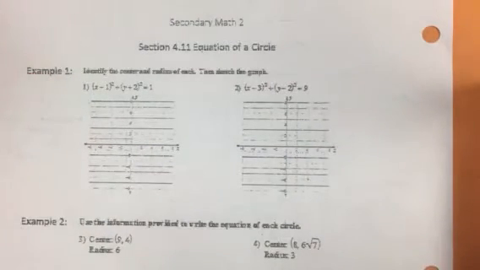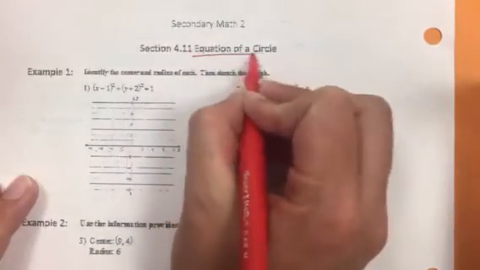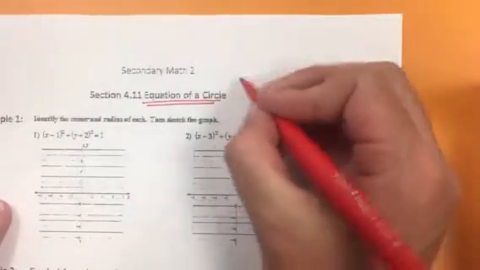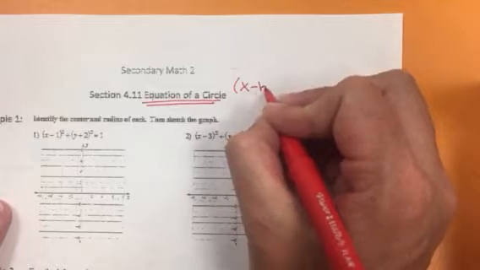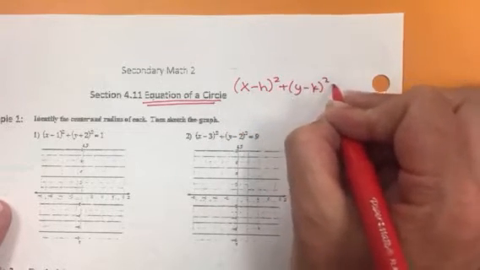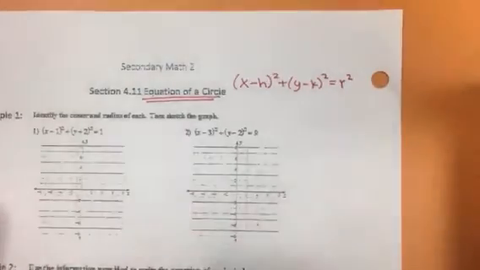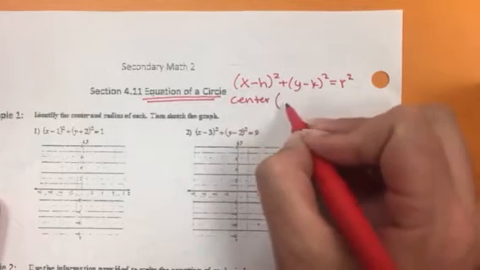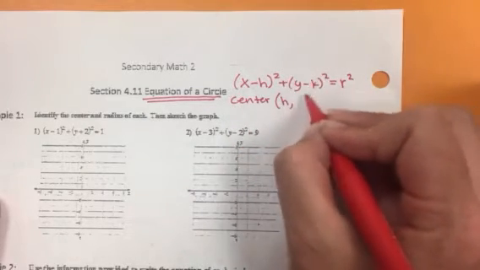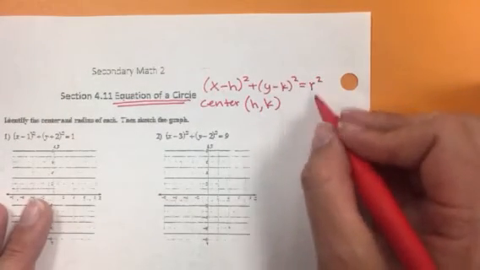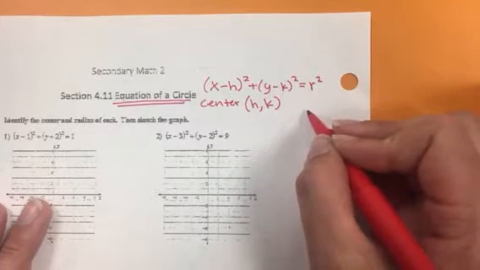We are going to be doing 4.11, which is the equation of a circle. I'm going to write out the equation and then we're going to go through graphing. So the equation of a circle is (x minus h) squared plus (y minus k) squared equals r squared. The center, when I take out that negative h, it becomes a positive. When I take out that negative k, it becomes a positive. And the radius, in order to get it by itself, you have to square root to get the power to go away.